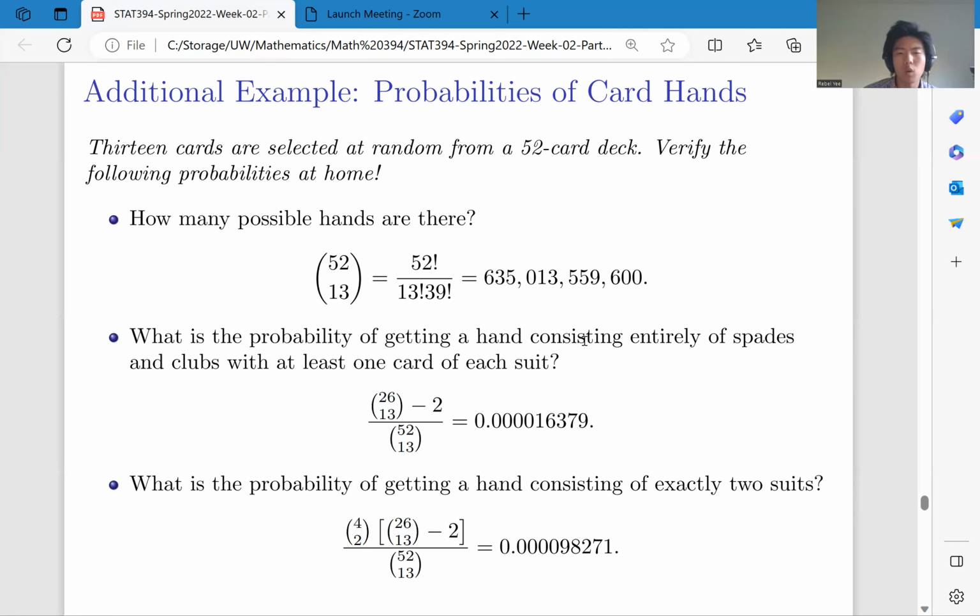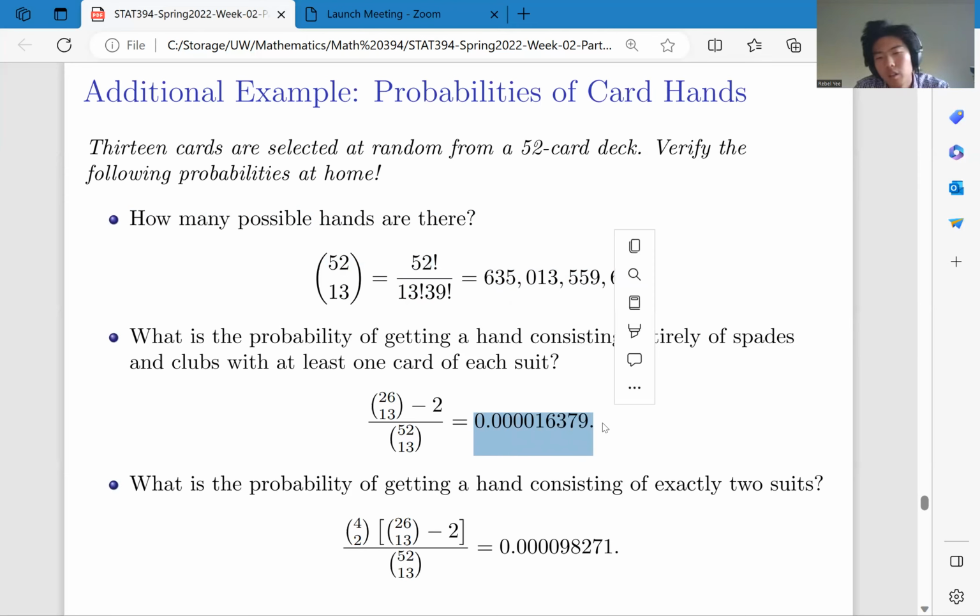However, it says at least 1 card of each suit will be included. So there are 2 specific cases we need to ignore. That is 13 cards of spades or 13 cards of clubs. That is 2 cases. So we just use 26 choose 13 minus 2, over 52 choose 13, which is the sample space cardinality we calculated before. And this result will get something like 0.000, and there's 16379 about this number.